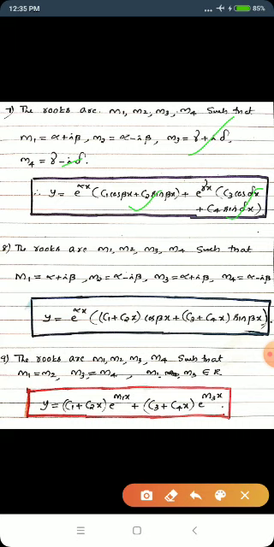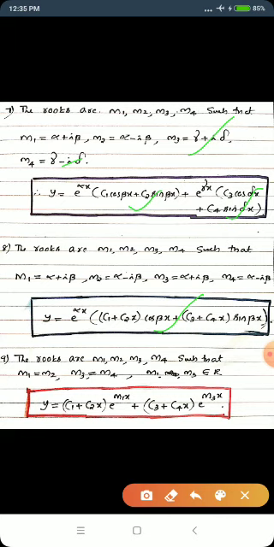And in the eighth case, the roots are m1, m2, m3, m4 such that m1 and m2 are the complex pair alpha plus or minus i beta, and m3 and m4 are the same as m1 and m2. In that case, the solution y is e raised to alpha x into c1 plus c2x cos beta x plus c3 plus c4x sin beta x, since alpha and beta are repeated 2 times.